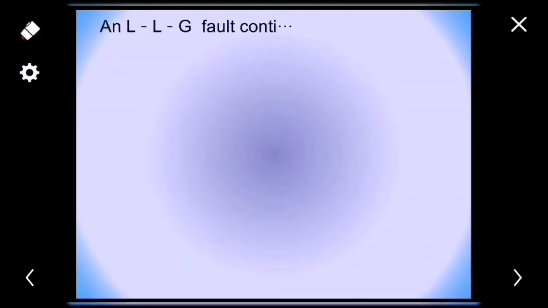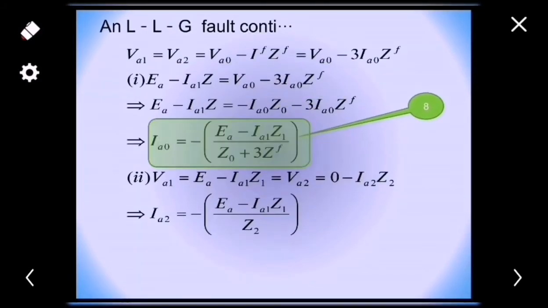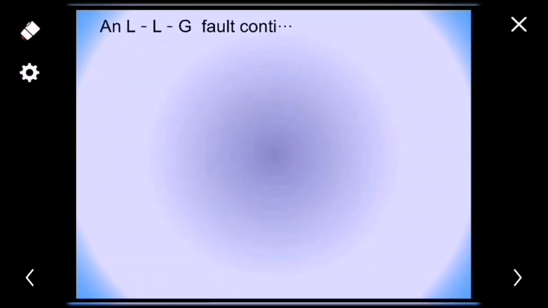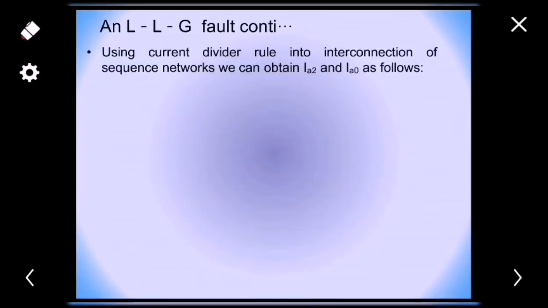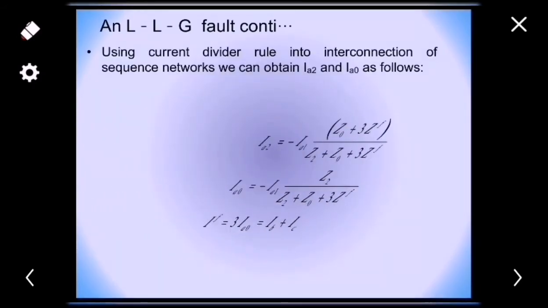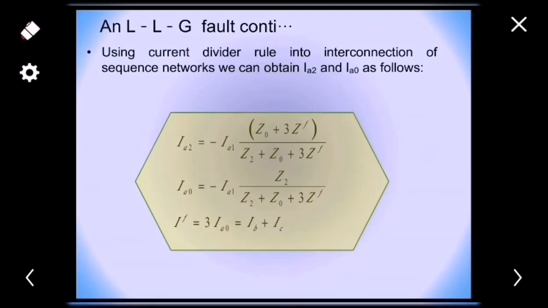Fine, and that is what is shown in the last slide. And mind well, my fault current is actually 3 times IA0. So using the current divider rule, these final expressions can be obtained. IA2 is equal to minus IA1, as I told you from the diagram, into Z0 plus 3ZF divided by Z2 plus Z0 plus 3ZF. Similarly, IA0 is equal to minus IA1 into Z2 upon Z2 plus Z0 plus 3ZF, and my fault current is 3 times IA0, or IB plus IC from the boundary conditions.